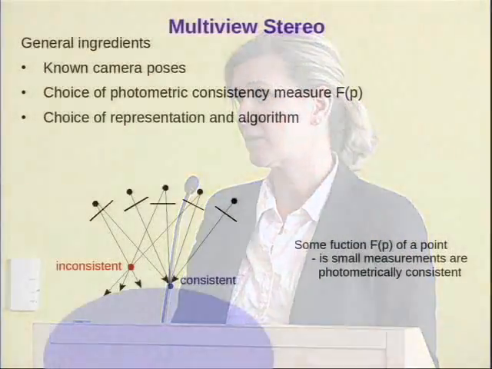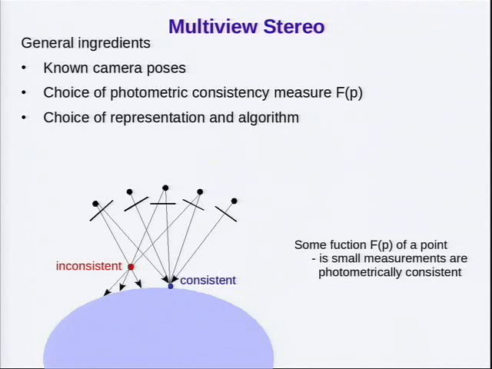The general ingredients of multi-view stereo, all of which we'll instantiate here, are the assumption that the camera poses are known, then some choice of photometric consistency function, which I'll describe in a second, and then the choice of representation and algorithm.